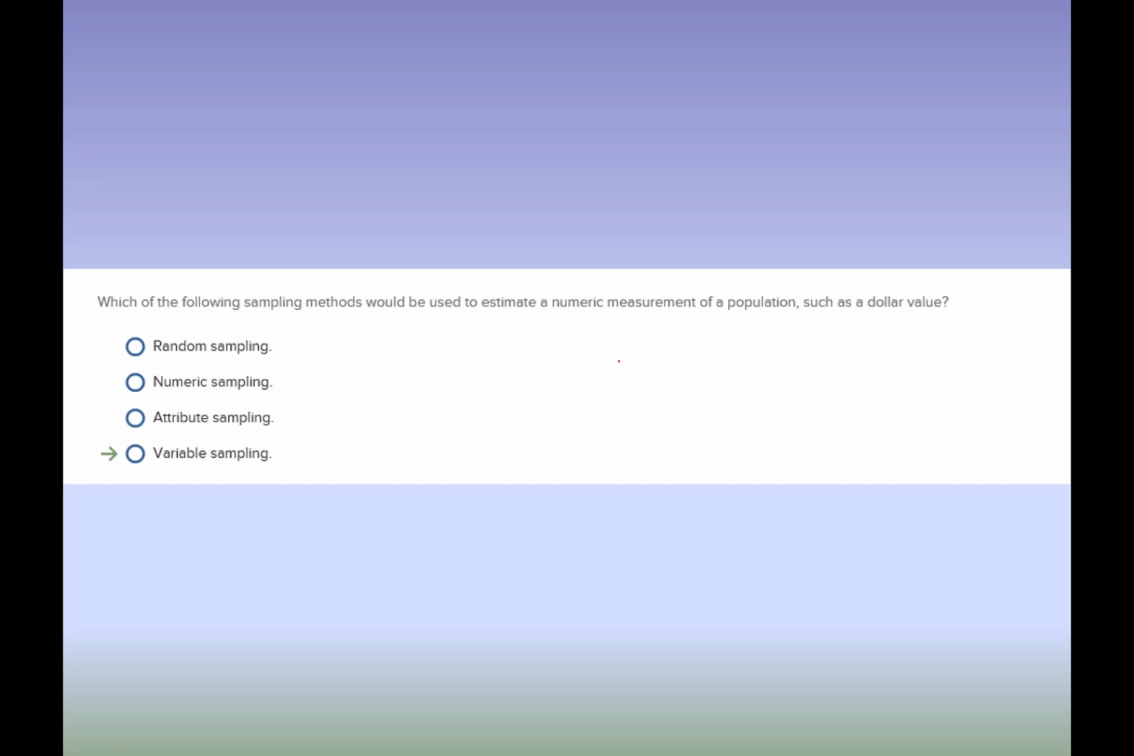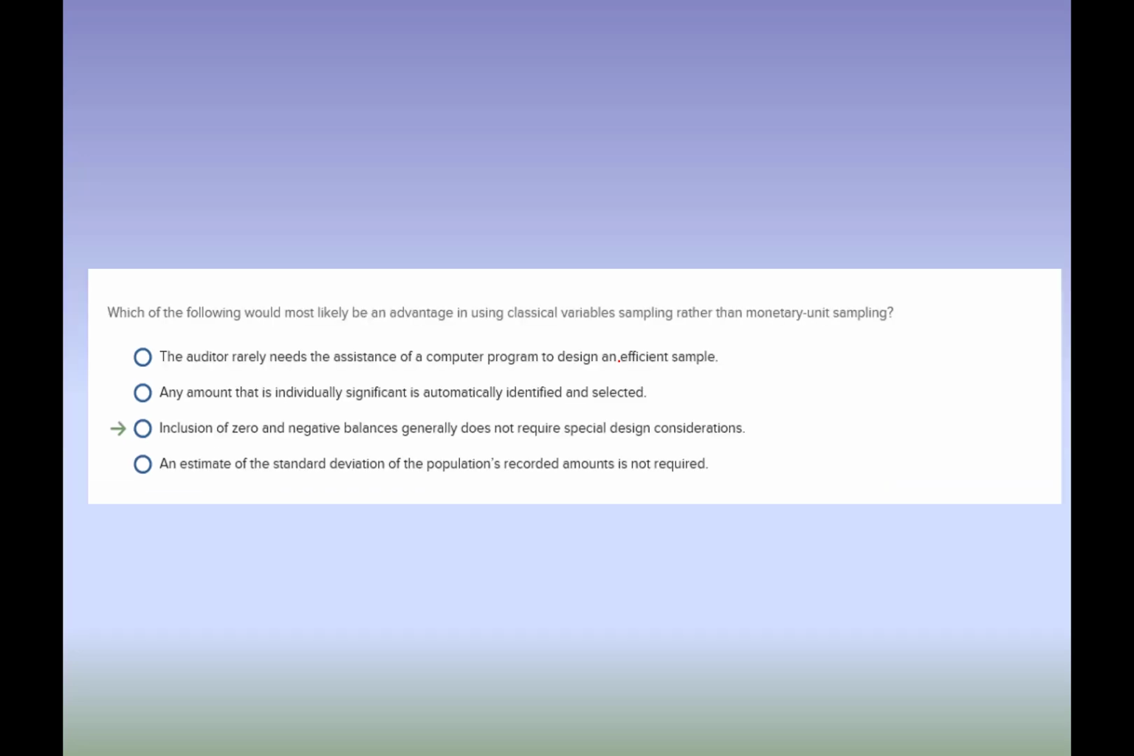What would be not? Alright, so random sampling is not a sampling method. It's what we do. We use random sampling. We use random numbers. Attribute is for what? Control. And then for substantive testing, yes, you could use that.